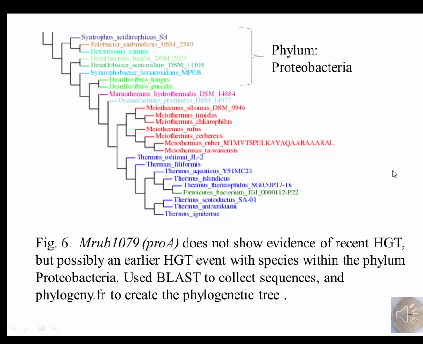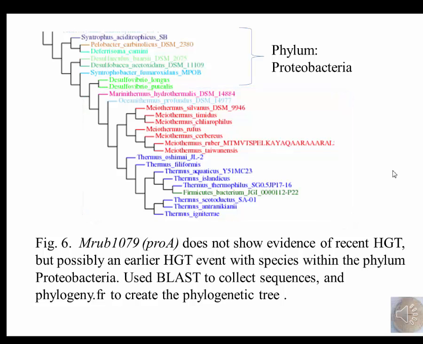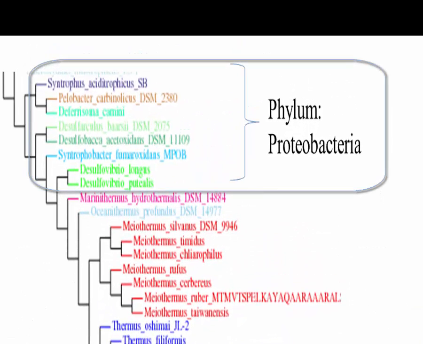Figure 6 is a phylogenetic tree of Mrub 1079, which we're predicting is proA. Mrub 1079 appears most closely related to other Meiothermus and Thermus species, though it should be noted that some species in this phyla are not on this phylogenetic tree, so that's kind of curious. Because Mrub is around other Meiothermus and other Thermus, there's no indication of at least recent horizontal gene transfer. However, there is a hint of HGT in the distant past.